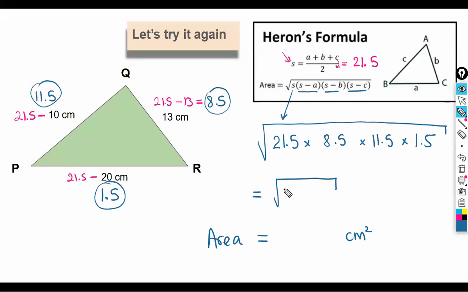Now, I get something like this. You correct me if I'm wrong. When I multiply these four values, I got 3,152.44. Anybody can agree with that? And when I square root that, I get something real close to 56.15 or something like that. And we get back the same answer as when we use the cosine rule, or something very, very close to it, right? This is Heron's formula, but it only works if you're given all three sides of a triangle.